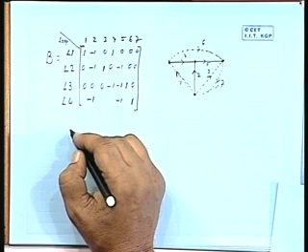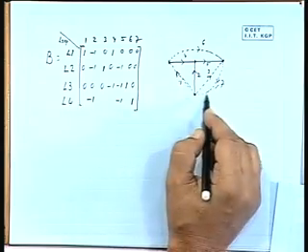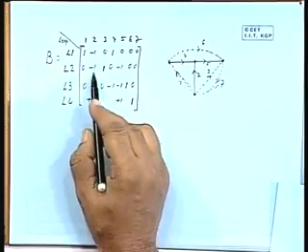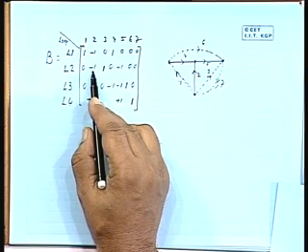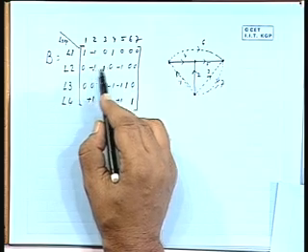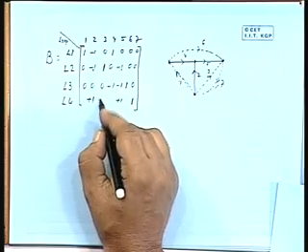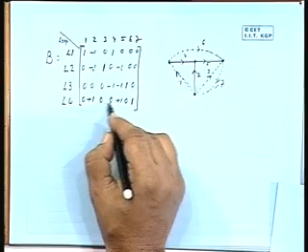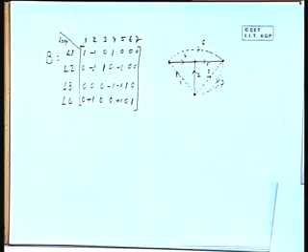What was loop 2? +1, +1. What was loop 2? 2, 5, 3, -1, -1 and +1, okay. So these will be the elements in the loop matrix, B matrix. Is that okay?